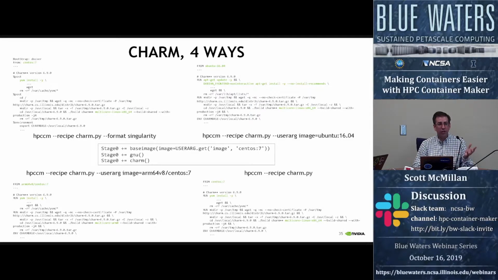Or in the lower left, what we just added was support for alternative architectures. If I use the ARM64 v8 CentOS 7 base image, it will use Yum to install the packages, but it changes the Charm build target to multi-core ARM8. So it picks all these things up for you automatically. So you can have a single source package, or a single recipe, and basically build it for all these different permutations.